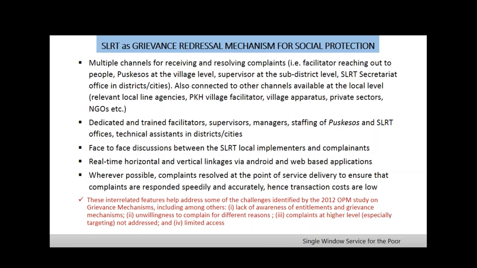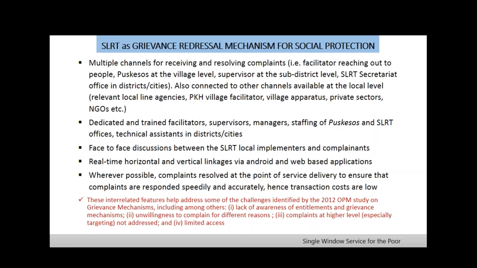It is also important to note that SLRT employs face-to-face discussions. So in this context, there are face-to-face discussions between SLRT local implementers, especially the staff of SLRT offices at the village as well as district level, and also facilitators with the complainants.